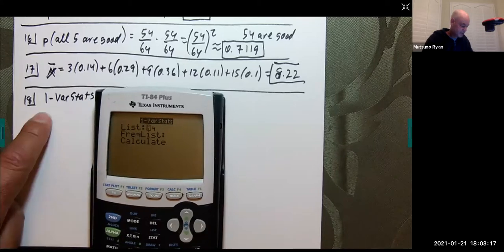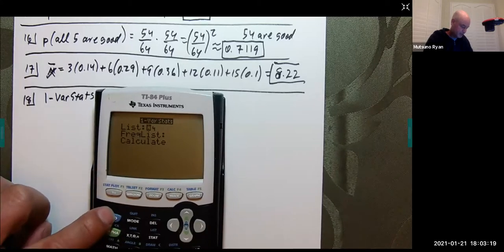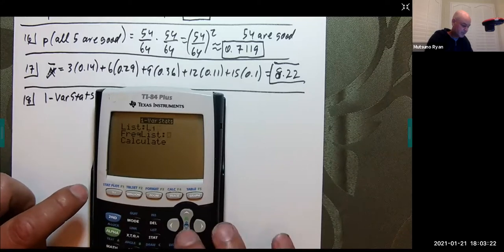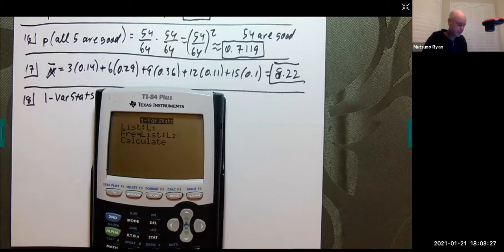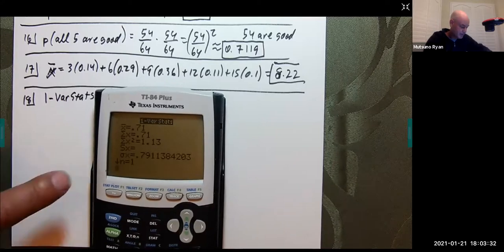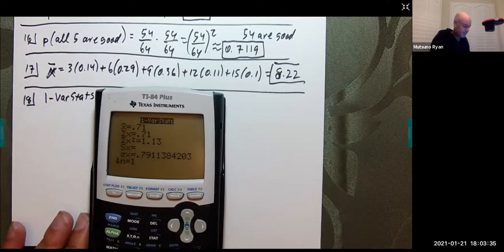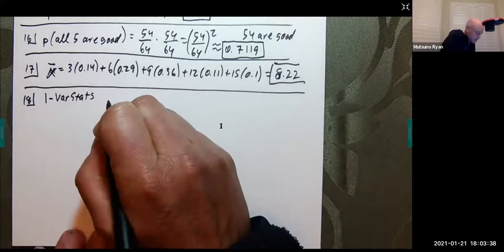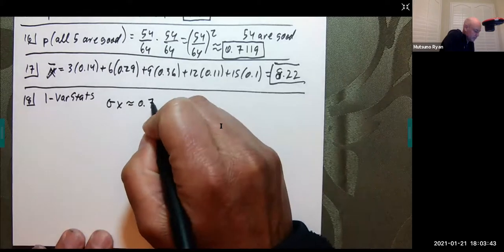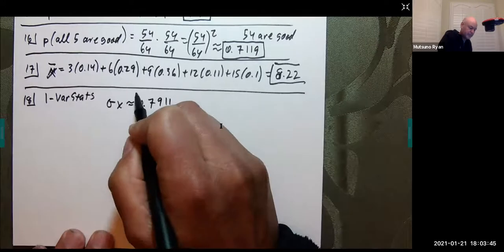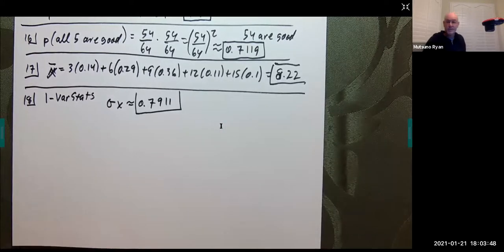And the list, my first list is in list 1. So second 1 be list 1. My frequency list is second 2. So now I'm using 2 lists. Before we didn't have a frequency list. We're going to calculate. And you can see my standard deviation is right there. So nice and easy. You could do it by hand. There is a formula to do it, but why if we don't have to?